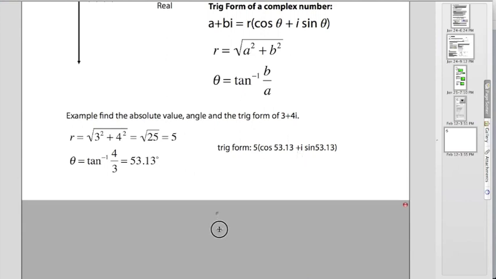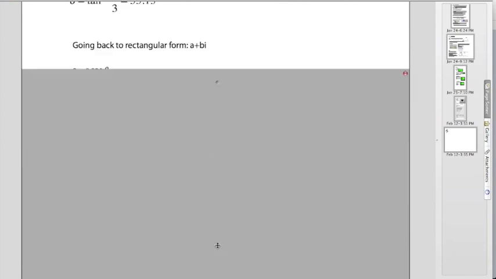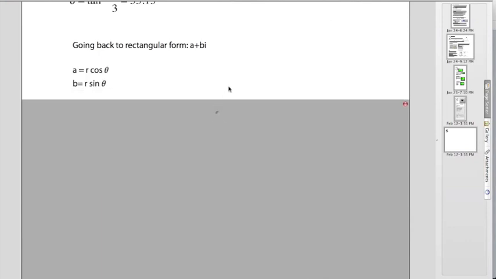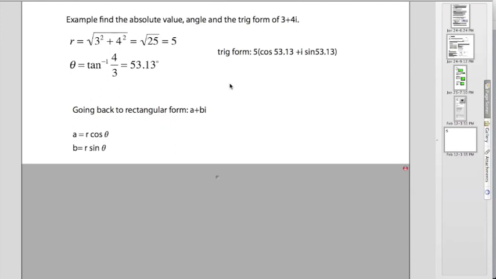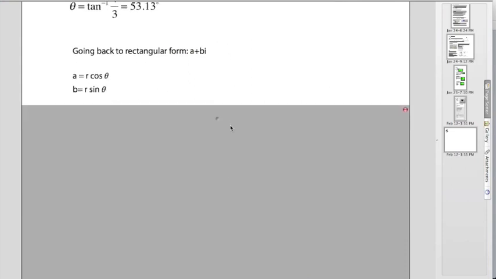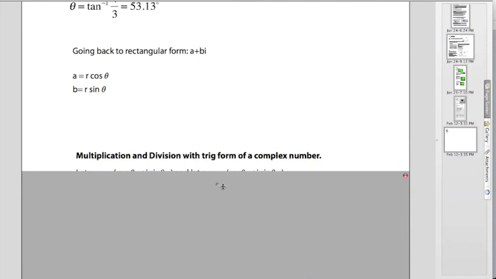Now that we mentioned that, going back to the rectangular form, a plus bi is rectangular, we just use these two formulas, which, here again, is nothing spectacular, nothing new. You've seen that ever since we introduced the unit circle. So this is simply reoccurring, which is a good thing, that you don't have to learn something brand new again. All right, let's keep going.